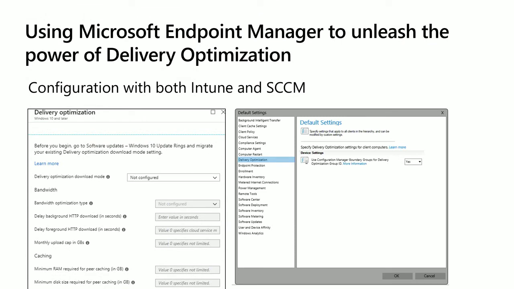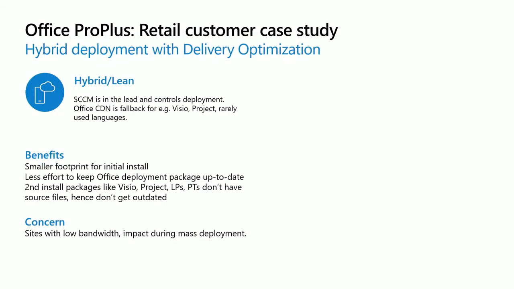Another great option to control delivery optimization is to leverage boundary groups in SCCM, and this is a very dynamic way to get devices to find the biggest source of local sources on their network to pull the updates from. One real example from a retail customer in Europe minimized the size of their initial Office install to just the base that's needed, then leveraged the cloud in a hybrid installation mode to pull down language packs and specific packages like Visio. This reduced the overall package size, but the extra install for the secondary packages was still pulling from the cloud.